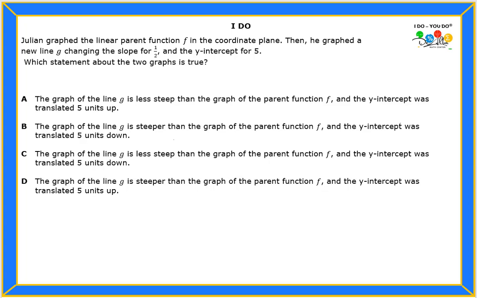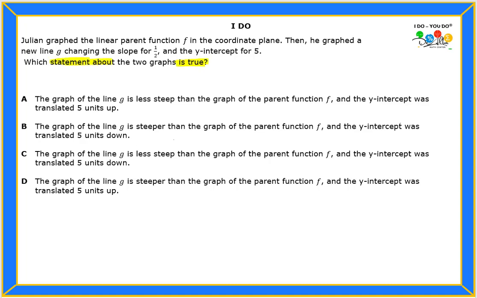Hello students, let's read the problem. It says, Julian graphed the linear parent function f in the coordinate plane. Then he graphed a new line g, changing the slope to 1/2 and the y-intercept to 5. Which statement about the two graphs is true? So we want to find out a true statement, right?